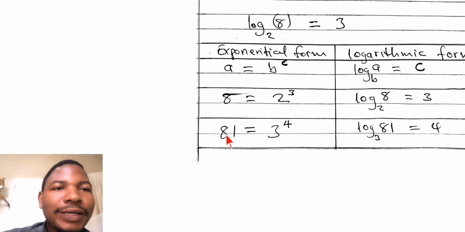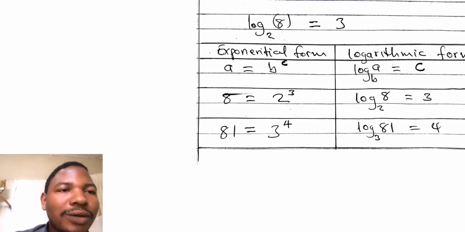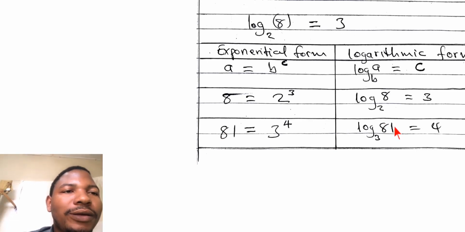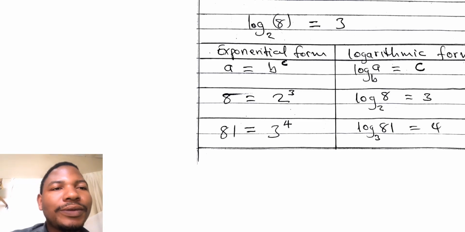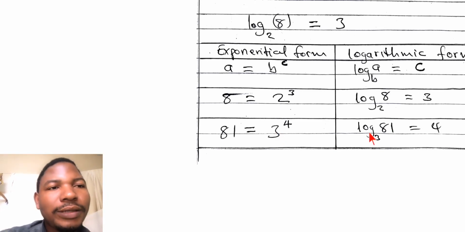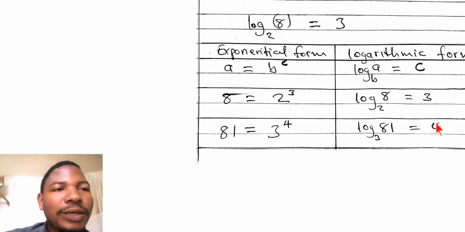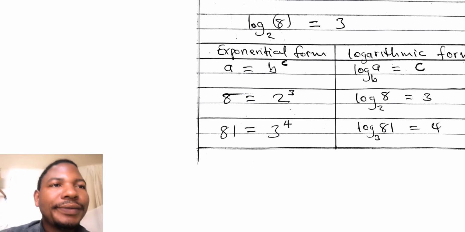For this one, 81 equals 3 exponent 4. This 81 is the product, this one is the base, and this one is the exponent. As usual, log product. What is the product? 81. So write log 81 like this. Then the base. What is the base? The base is 3 here. That's why we write 3, and it is equal to the exponent. Our exponent is 4, so it is written like this. Okay, let us move on.